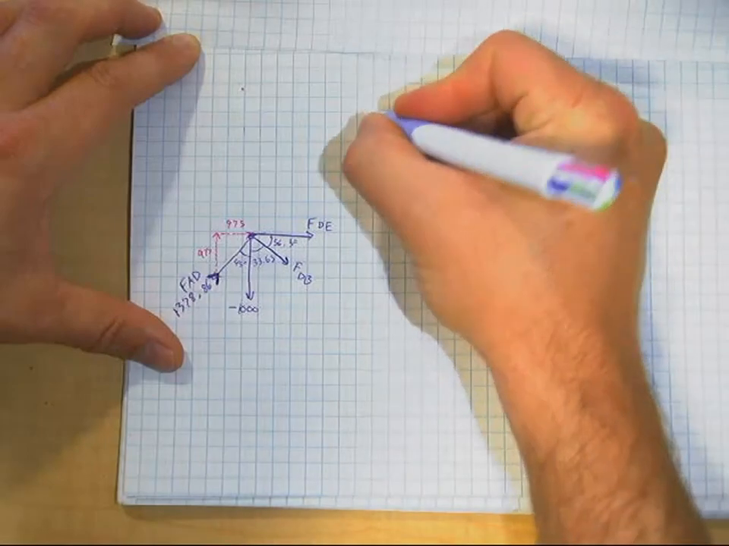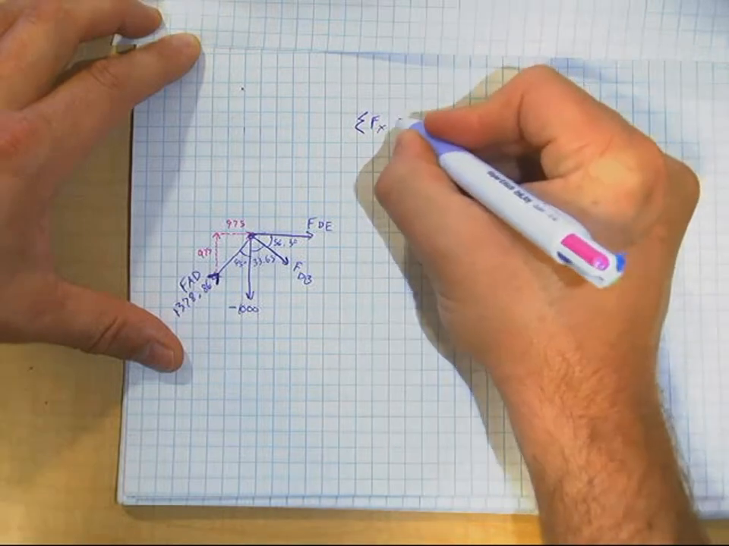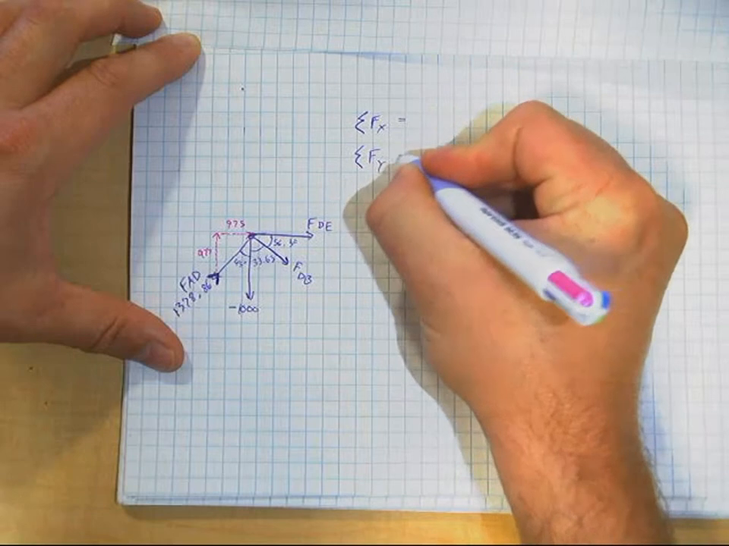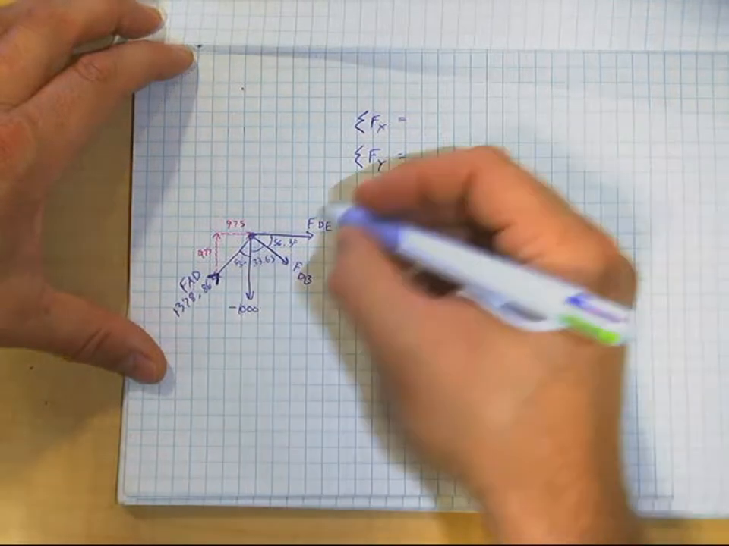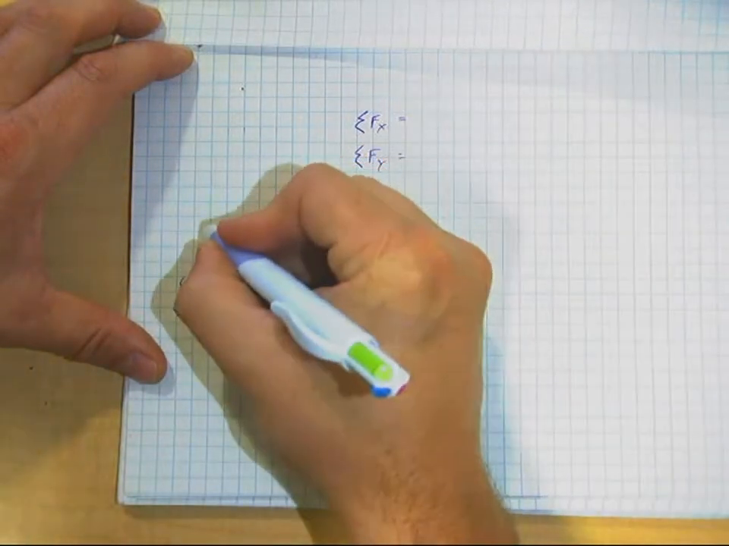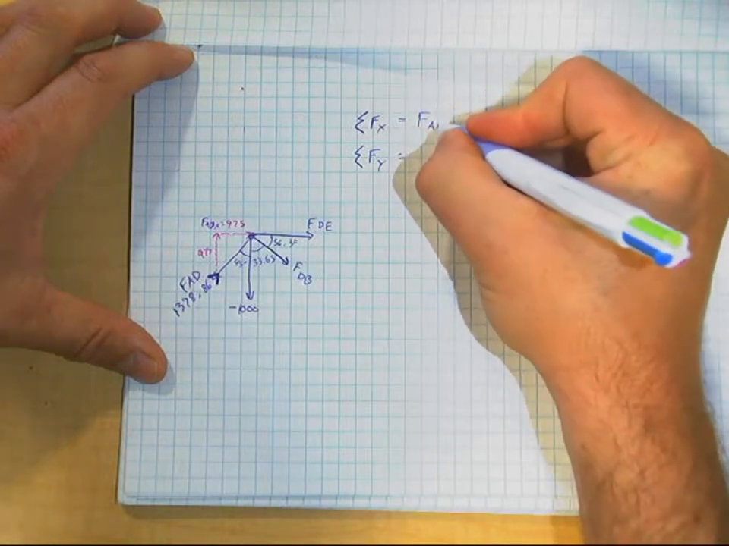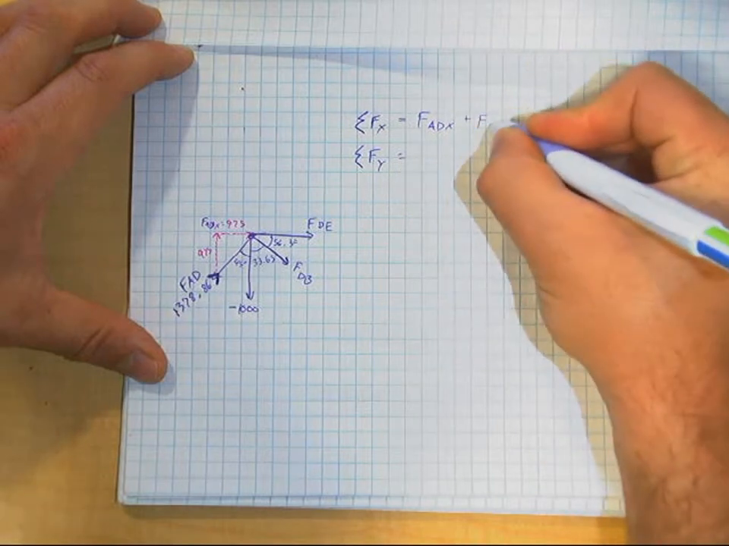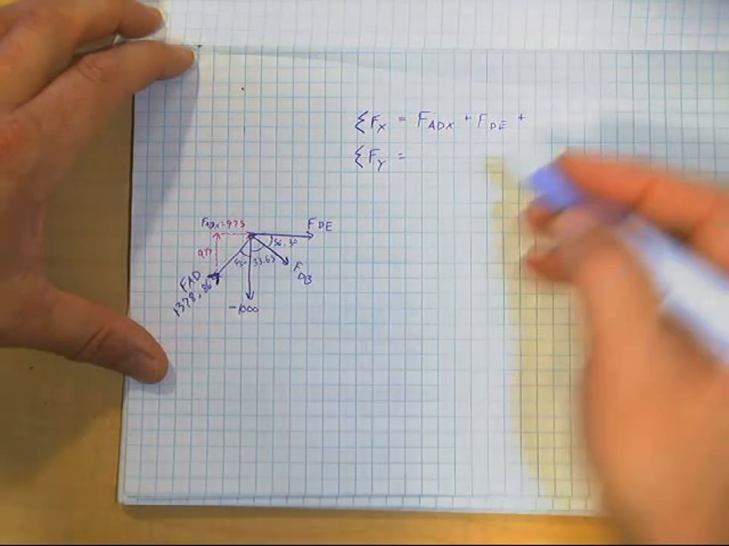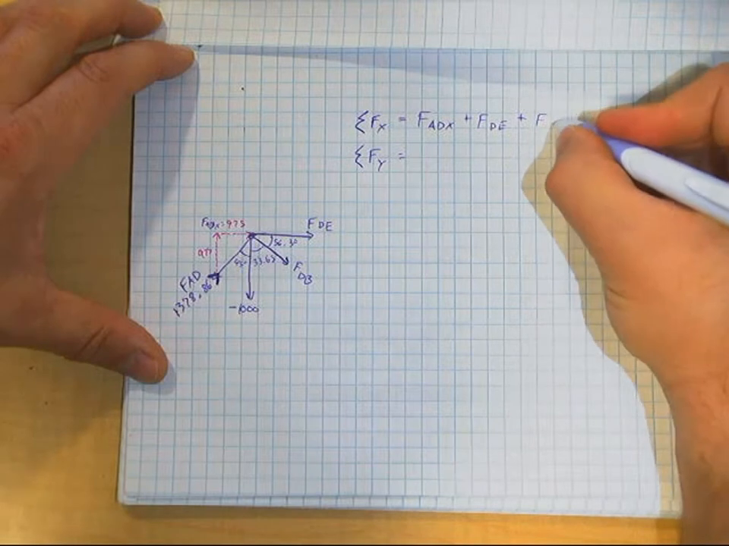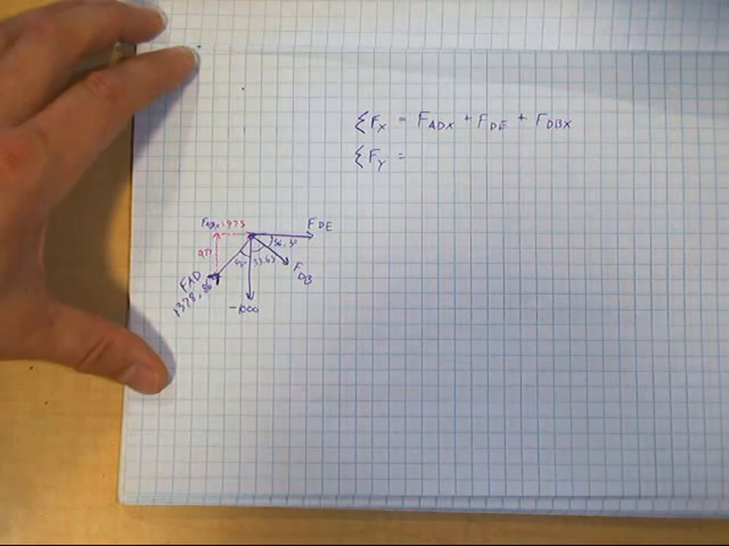We have a summation of our forces in the x direction, and a summation of our forces in the y direction. Our summation of forces in the x direction is going to be FADX plus FDE plus FDBX. FDBX is another one.